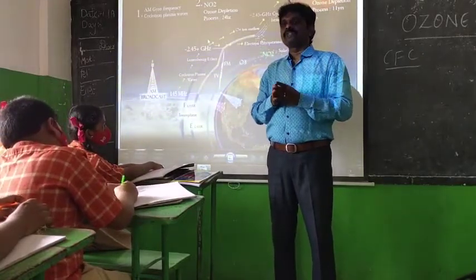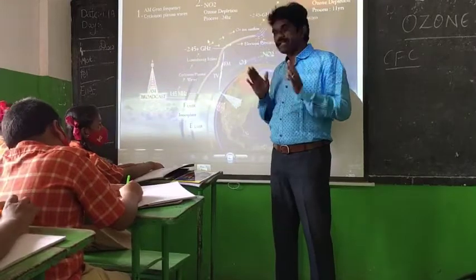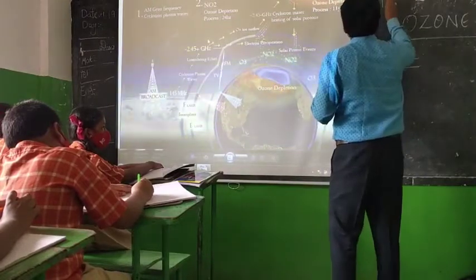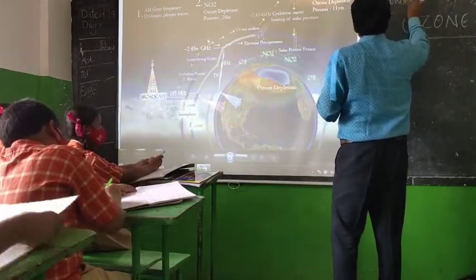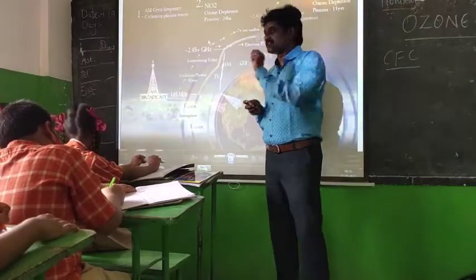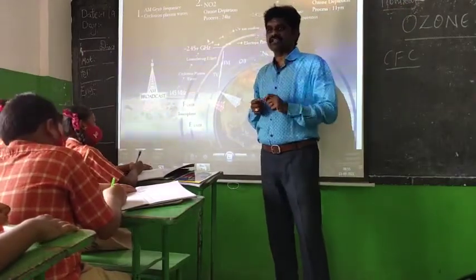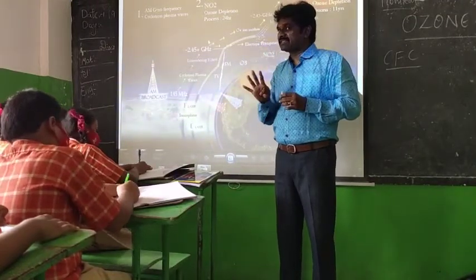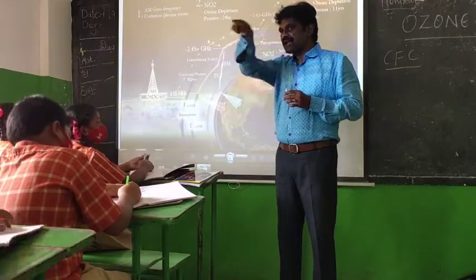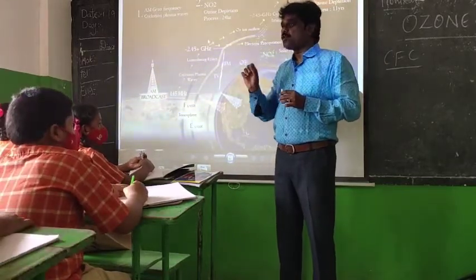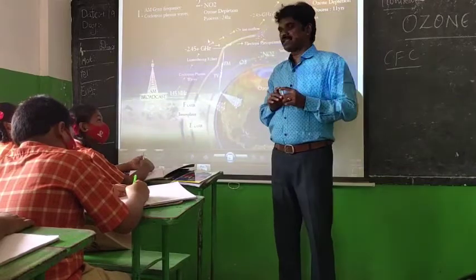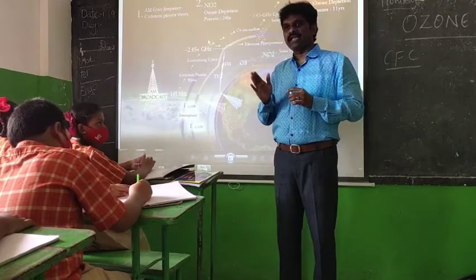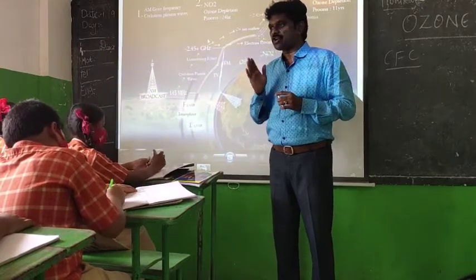So, dear students, in the year 1989, there was an agreement at Montreal. Sir, what is this Montreal? Montreal is a city in Australia. In that Montreal, nearly 46 countries sat like you and discussed how to protect the ozone layer. All the countries, in the year 1989, September 1st, in Montreal. Where is this Montreal? In Australia.